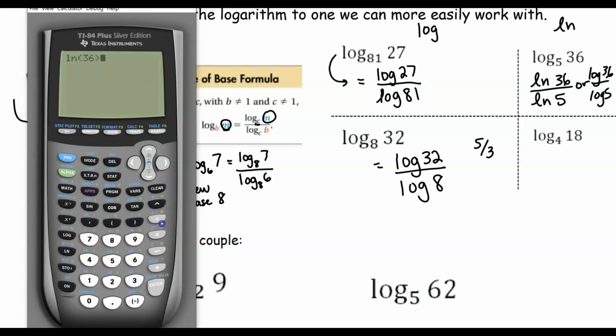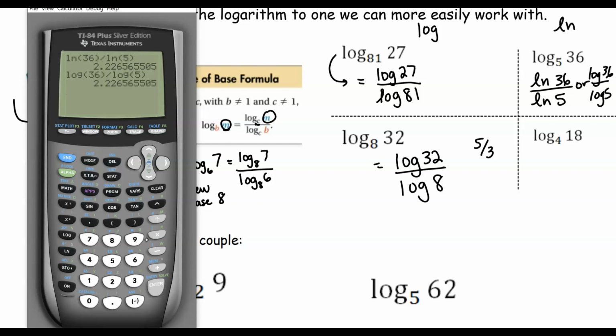So natural log of 36 divided by natural log of 5. So 5 to what power gives me 36? That's about a 2.2 power. Similarly, I'd get the same result if I did common log instead. Okay, so it does yield the same result. And so just so that you're aware that that's how that formula works.